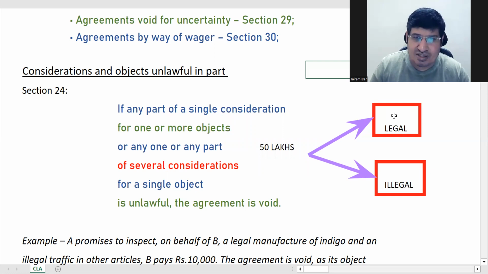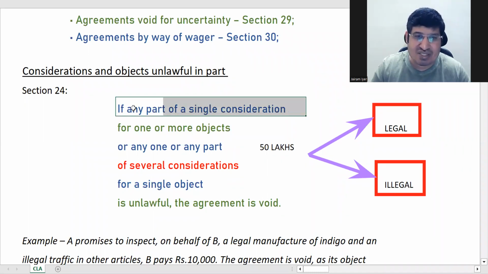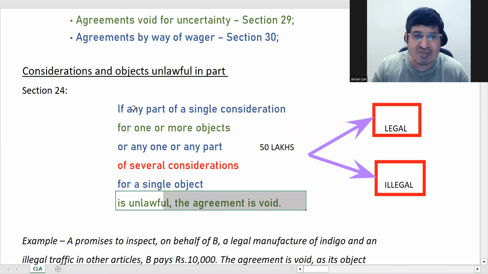Okay, so what we are trying to say is this is a legal business, correct? This also becomes void, because you have made one payment for illegal and legal together. So that is what this point is saying. If any part of a single consideration for one or more objects is unlawful, the agreement is void. Okay, this is the first part of it, right?